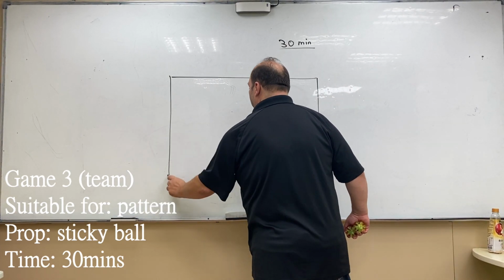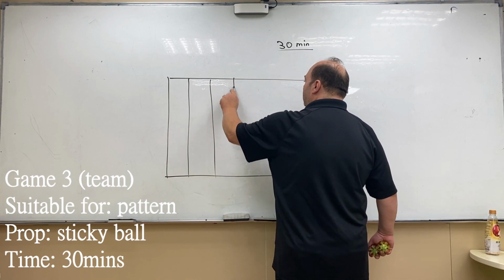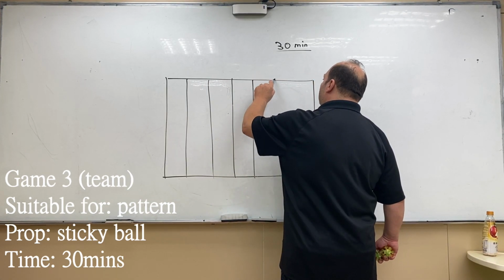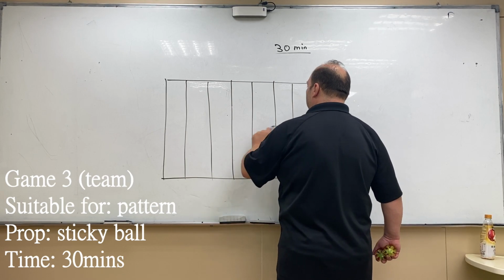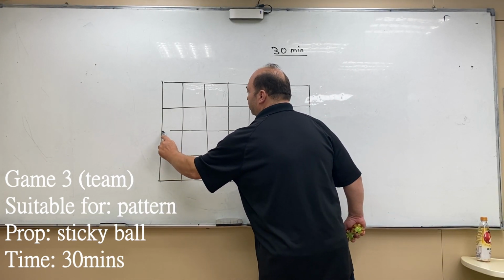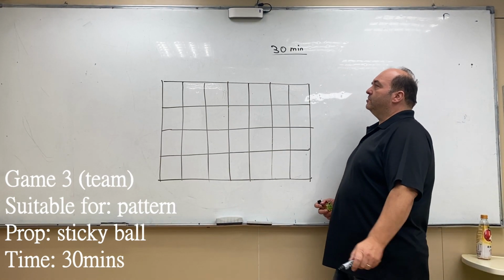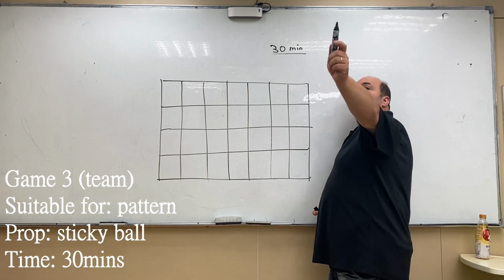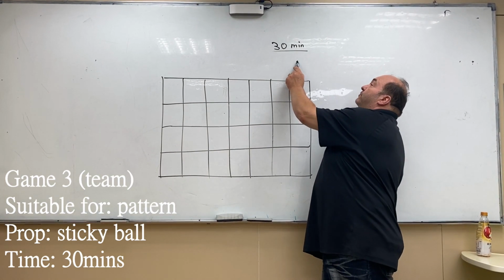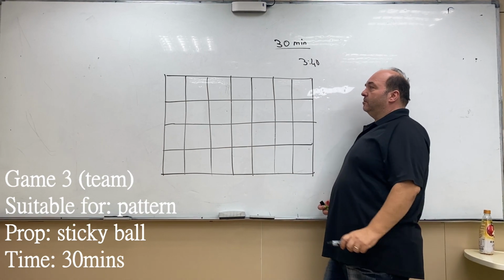Not too small, not too big. And I divide it, not too big, not too small. Now you have to set a time. You have to watch your time because it can take more time if it's difficult. So you say, we play this game till 3:40. So you count like 30 minutes.